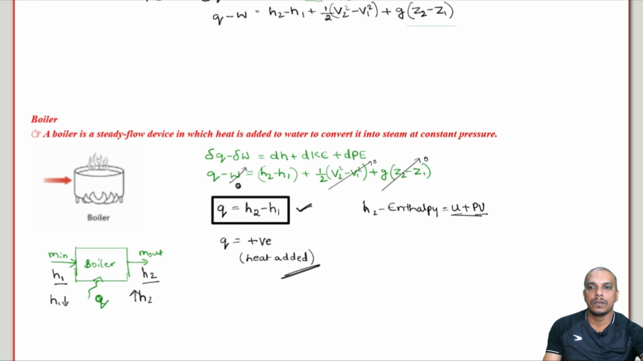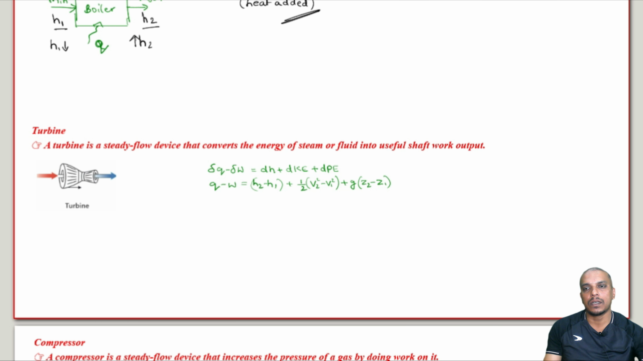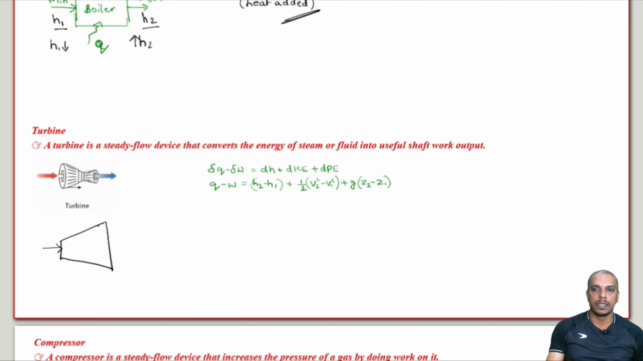Now, let us move on to the next device, which is a turbine. Now, how do we represent a turbine? In a simple line diagram, a turbine is an expansion device where volume is increased from inlet to outlet. So, this is the inlet and this is the outlet. Mass is coming in here and mass is going out here. Generally the turbine walls are insulated, so it should be adiabatic.